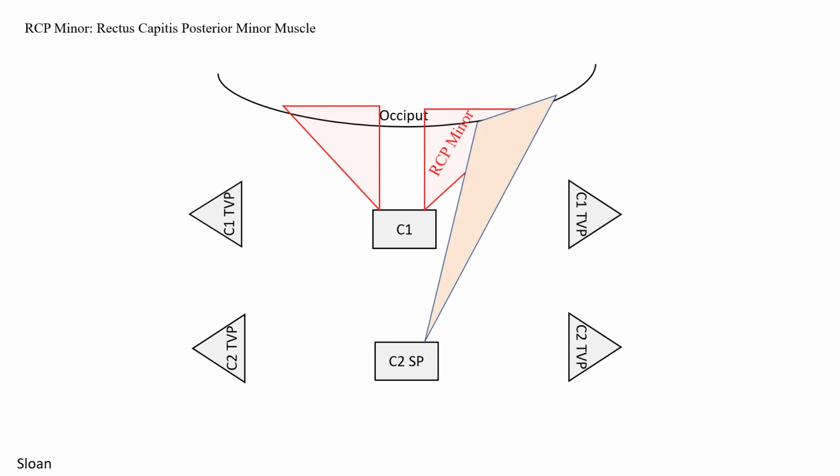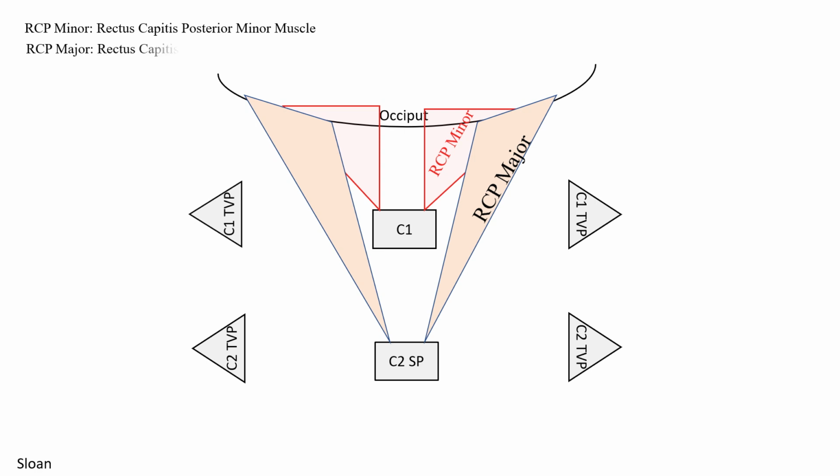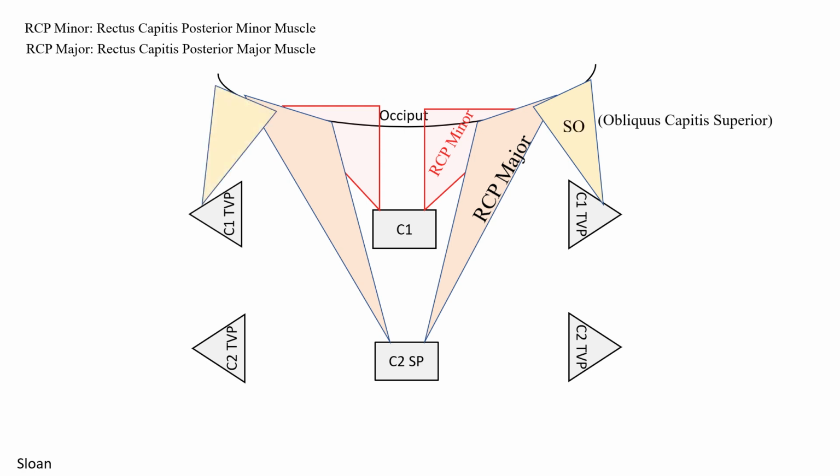Okay, just lateral to that is the rectus capitis posterior major muscle. This is attaching from the occipital bone to the spinous process of C2. Okay, RCP major, rectus capitis posterior major muscle. From the occipital bone to the transverse process of C1 is the superior oblique muscle. This is also known as the obliquus capitis superioris muscle.